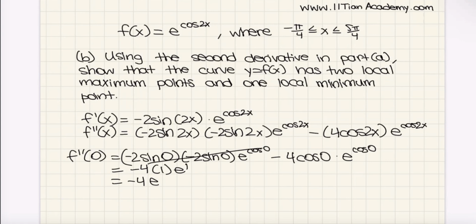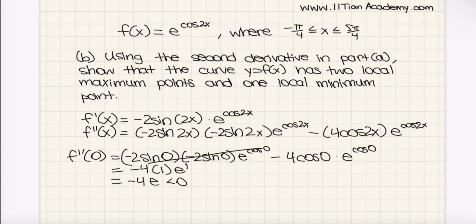And negative 4e is a value that's less than 0, because keep in mind e is just 2.7 something. E is kind of like pi in that it's a never-ending, never-repeating decimal, an irrational number. Negative 4 times a positive real number such as e is going to overall be less than 0.